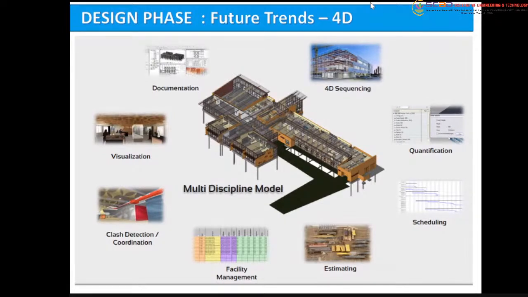So see this multidisciplined model. You can see the wording from that. That's a model. You can see documentation on the left corner, which gives the information on what the building is going to be. Next one is sequencing of the job. As a construction person working in the industry, you have to have sequencing.